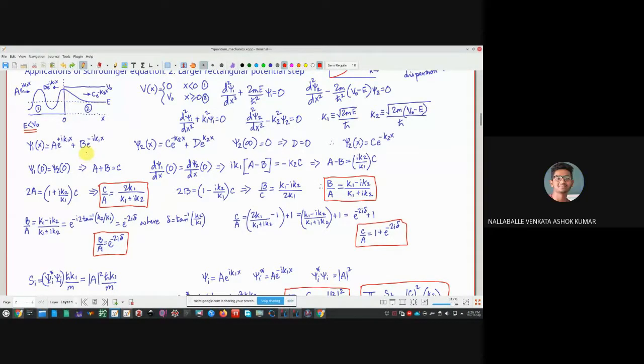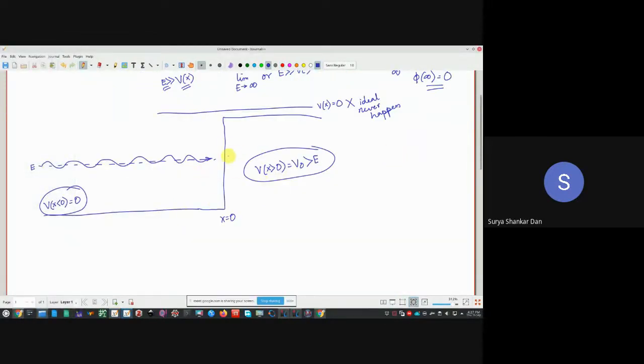Sir, can you please explain that again, like probability of finding a particle at the infinity? Yeah. I'll explain with this.